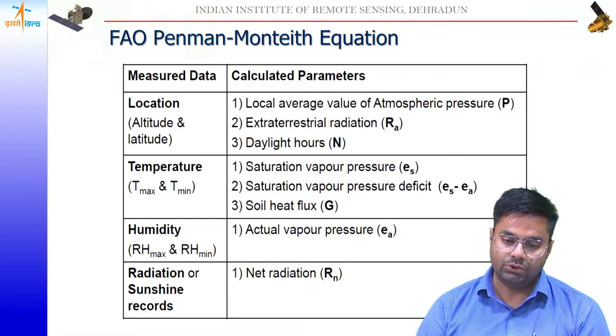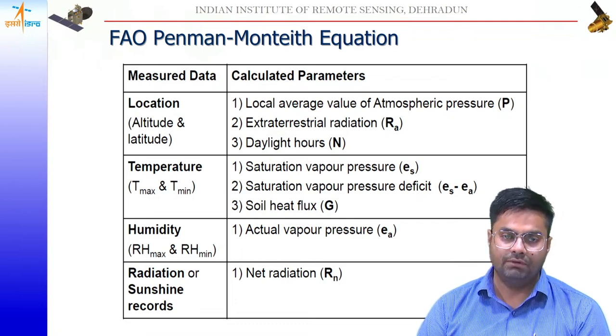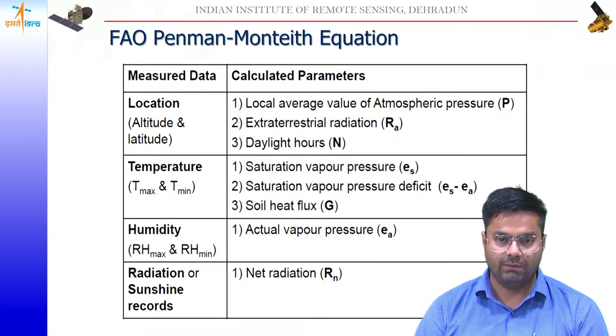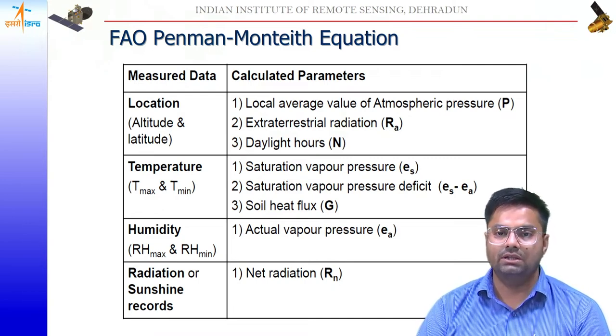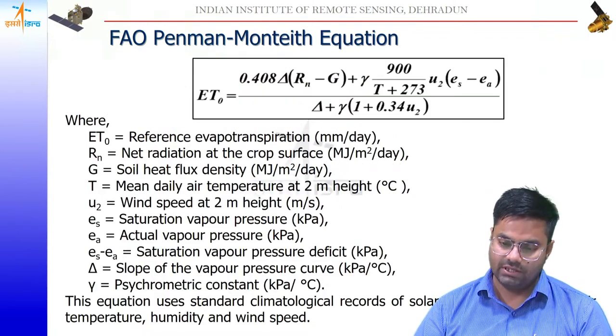The major data sets must come from the location: first the altitude and latitude, then temperature, maximum and minimum for daily scale data sets, and along with this the dew point temperature, ultimately for computation of the maximum and minimum relative humidity, as well as the sunshine hour data sets, or maybe a radiation parameter. Using these major data sets, we can further calculate the parameters listed in this table, and all these parameters are ultimately used in the computation of reference evapotranspiration.